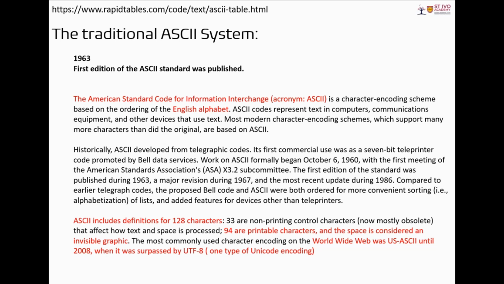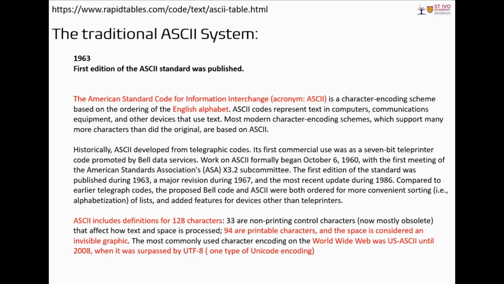The first one is that ASCII stands for the American Standard Code for Information Interchange. Not a surprise then that everybody uses the acronym ASCII, because nobody else can remember the proper name for all of this stuff. It's a character encoding scheme, or a character encoding format. Sometimes you will hear people say, for the ordering of the English alphabet.